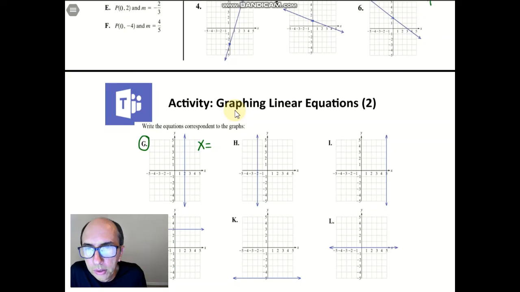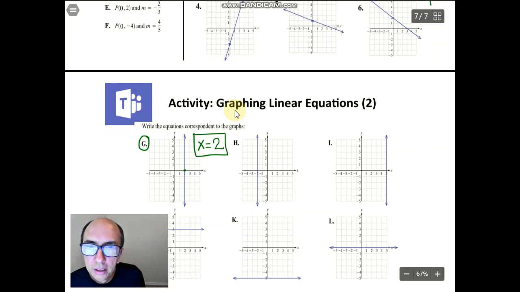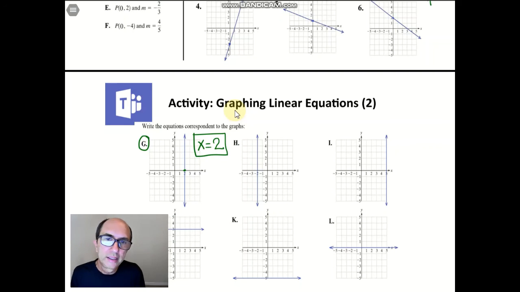So go over there, and I'm going to write down here x equals, and check what's going to be the point where the line is intersecting. The point where the line is intersecting the x-axis is going to be 2, so x equals 2. Vertical lines, x equals k. Horizontal lines, y equals k, right? y equals a number. That's it.